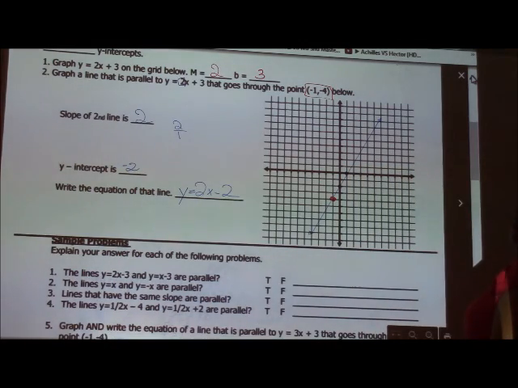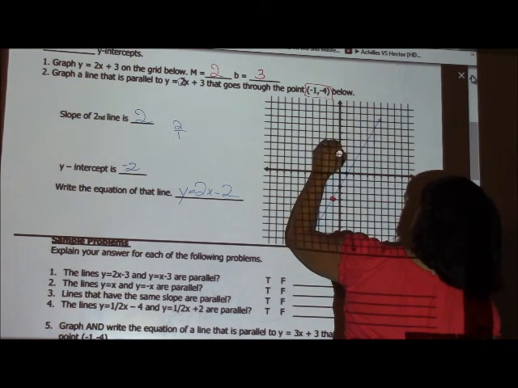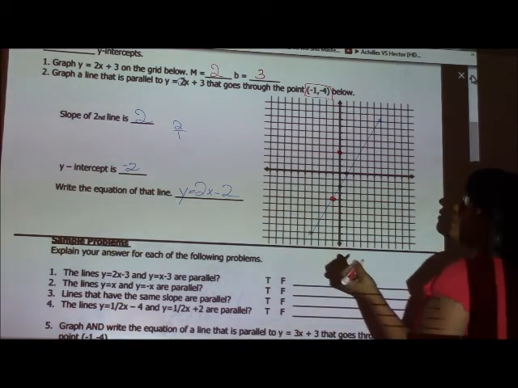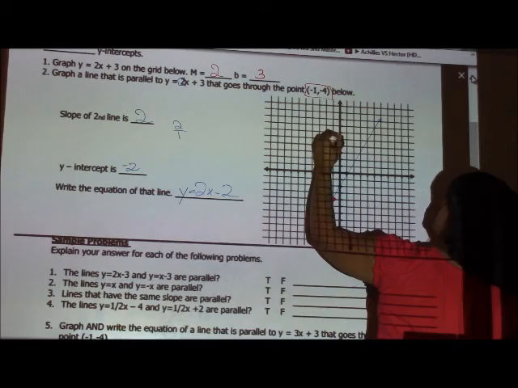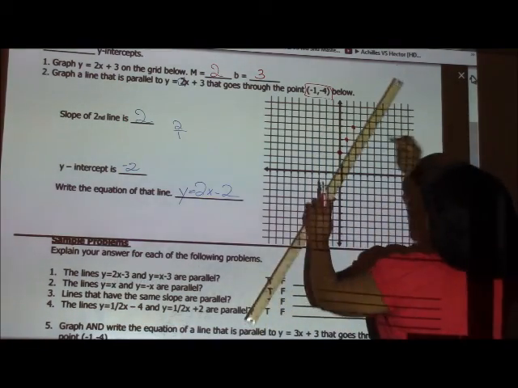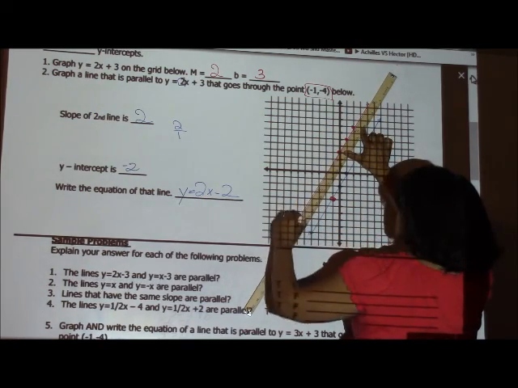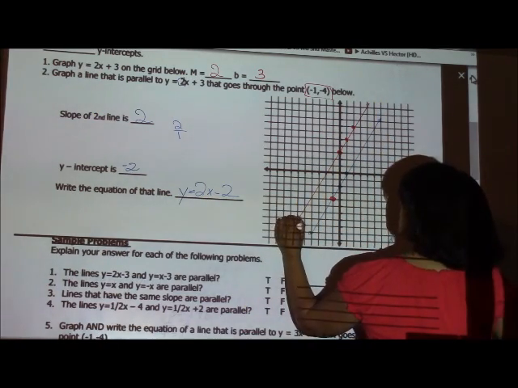And what I can also do is just go ahead and show you that other line so you can see the parallel lines. That other line has a y-intercept of 3, so we would start at 3. And then you have your rise over run, which is 2 over 1, up 2 over 1, up 2 over 1. And then you can draw your line through these points. And now you see your parallel lines.